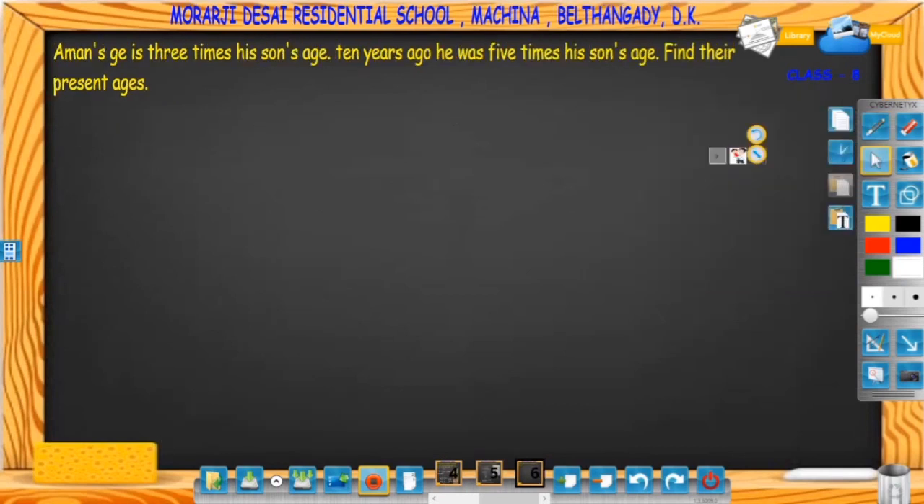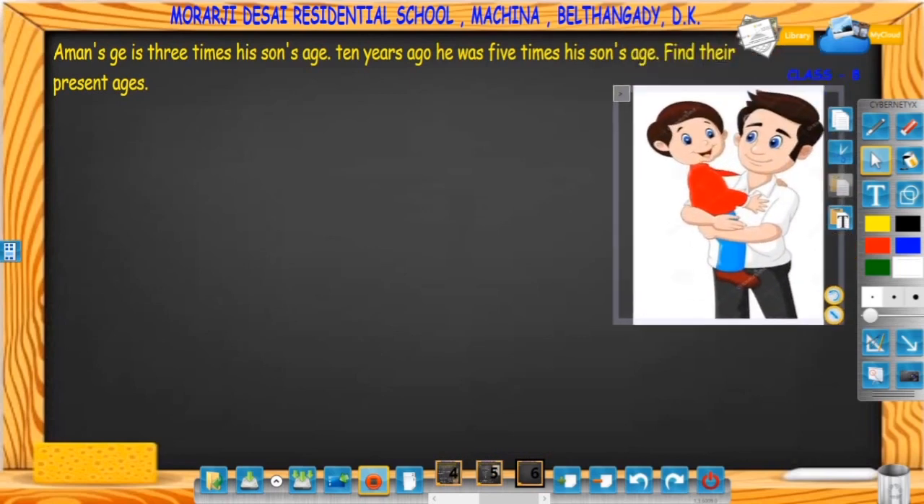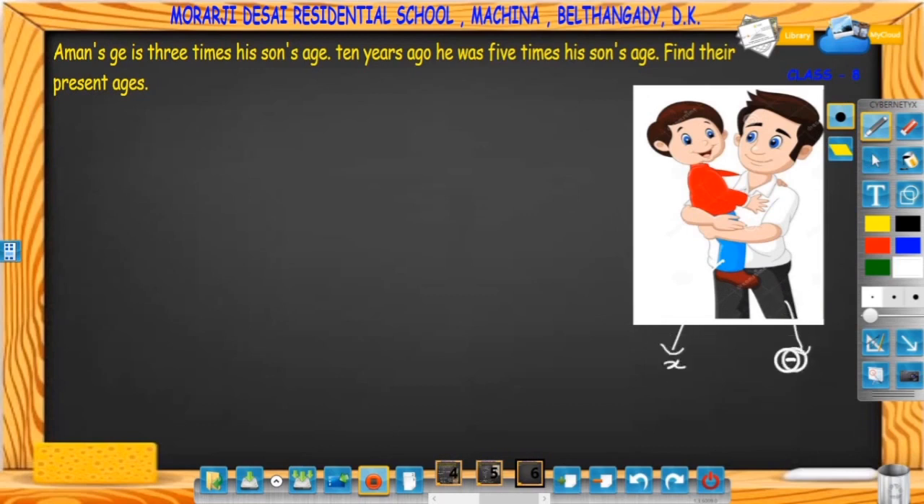Look at the next question. Aman's age is 3 times his son's age. 10 years ago, he was 5 times his son's age. Find their present ages. Now, Aman's age is 3 times his son's age. So we have to take son's age as x. So Aman's age will become 3 times son's age, that is 3x.